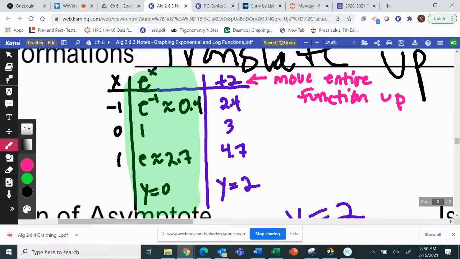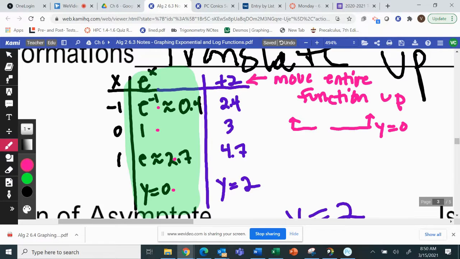Sorry. Move the entire function up. So if I have y equals 0, that's part of the function, so that also has to add 2. That also has to go up 2. So for each of these, I'm going to add 2.